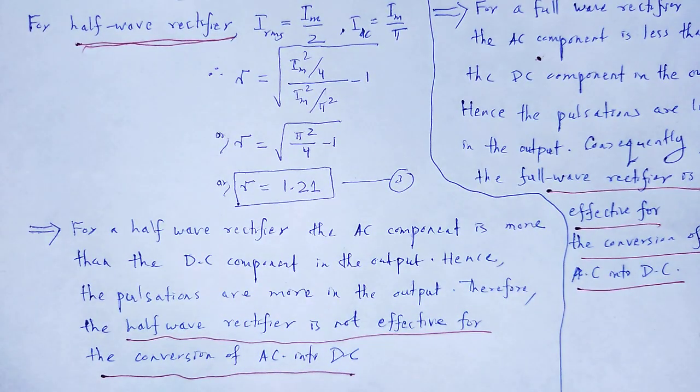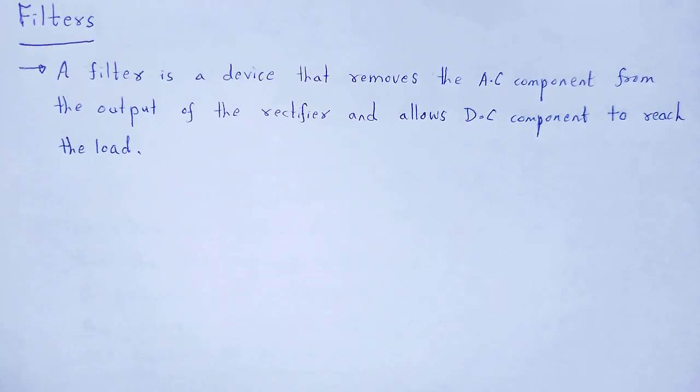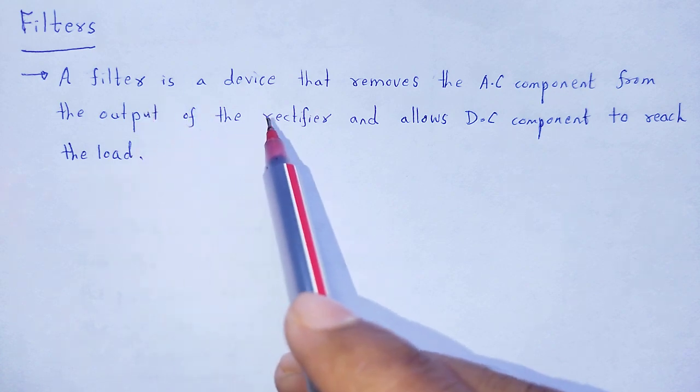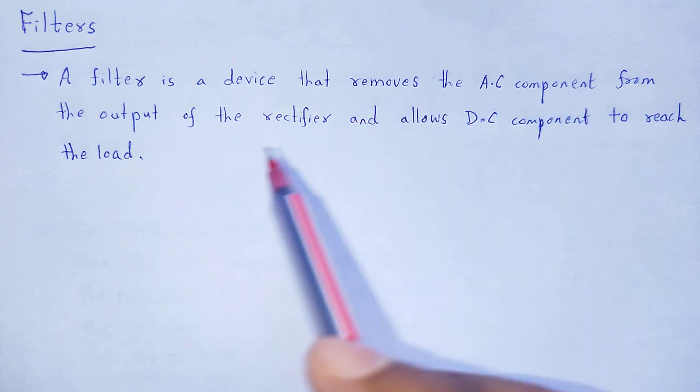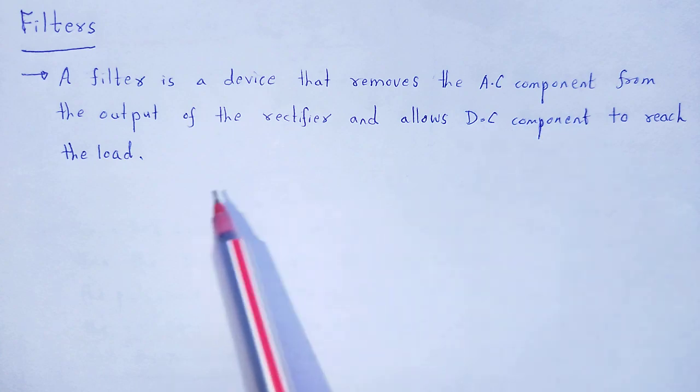Then filters. As we saw, in case of ripple, there is an AC component in the DC output of the rectifiers. To avoid that AC component, we use filters. A filter is a device that removes the AC component from the output of the rectifier and allows only the DC component to reach the load.